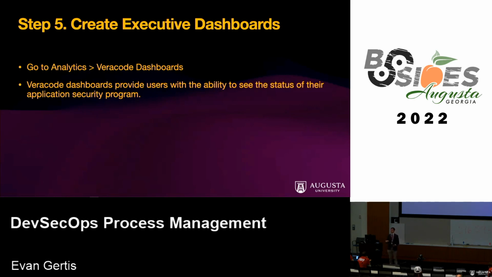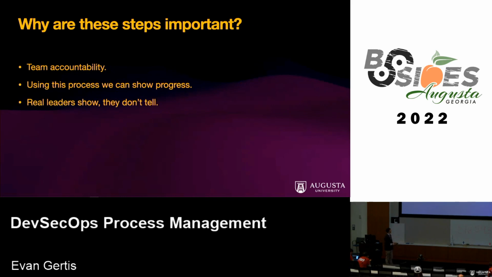The next step is actually building out your own custom dashboards to refine what you're actually showing upper management. So this is important because it ensures team accountability, and using this process we can show progress. Again, real leaders show, they do not tell.